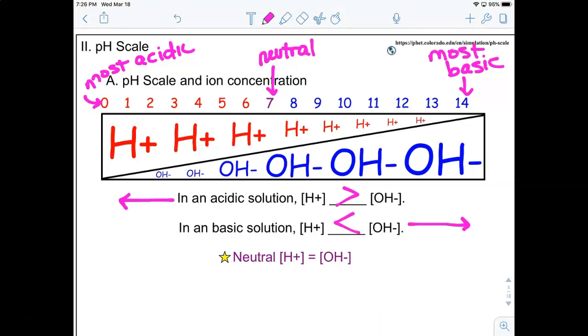And then if we're neutral, like water, for example, water is going to have hydrogen and hydroxide ions in it, but the amount is going to be equal. So the pH is going to be 7. It's going to be a neutral solution. Okay?